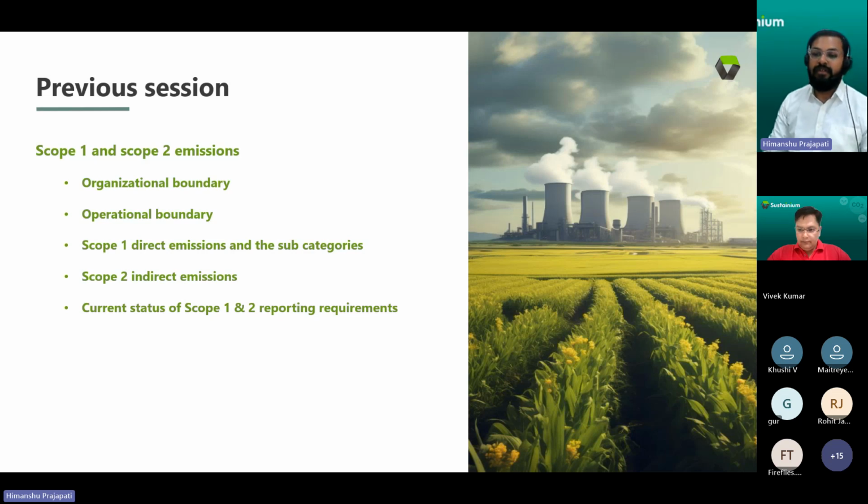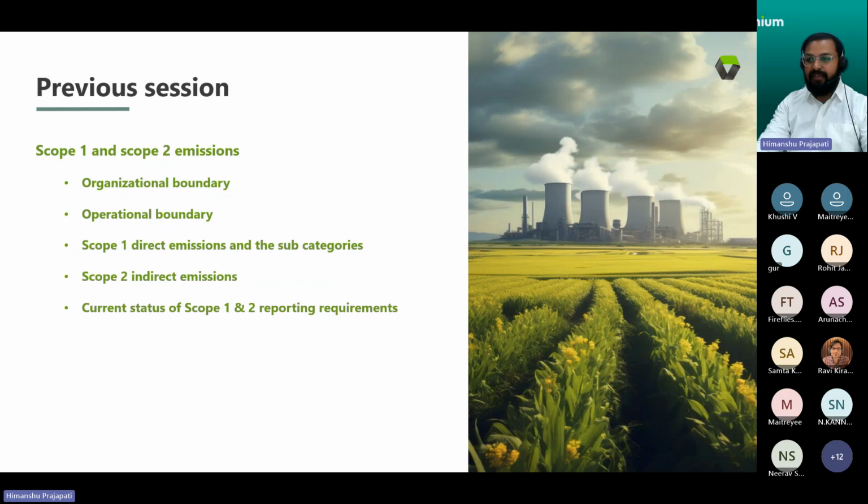Today, we are going to cover scope 3 emissions, which is also indirect emissions. And we briefly spoke about the current status of scope 1 and scope 2 reporting requirements. Mostly, we touched upon how the regulations are framing up, particularly in the North American region and the European region. Today's session is primarily focused on the Indian subcontinent as well as the Middle East. And we are talking about scope 3 emissions particularly.